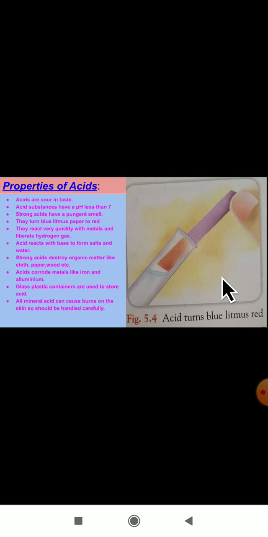These all are the metals here. They will react very quickly. And what will they liberate here? Hydrogen gas. The liberation of hydrogen gas will take place here.